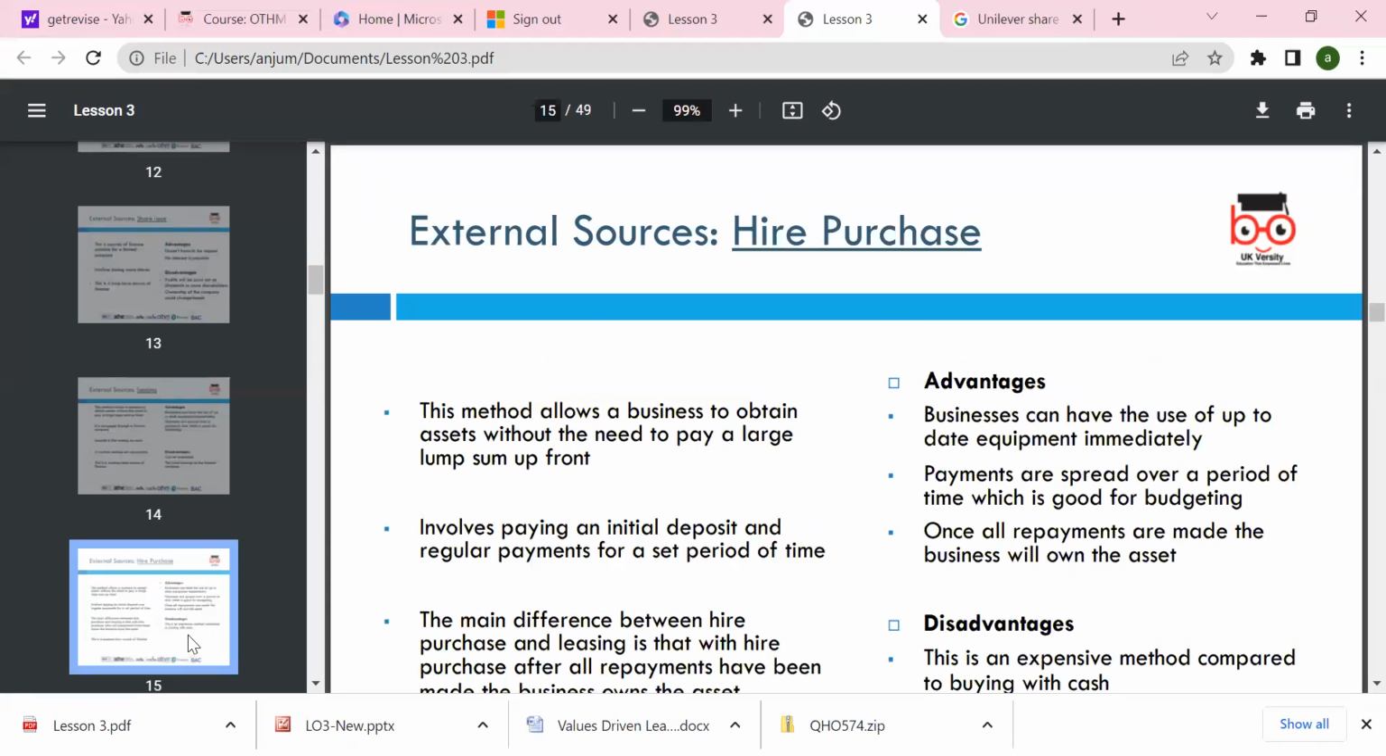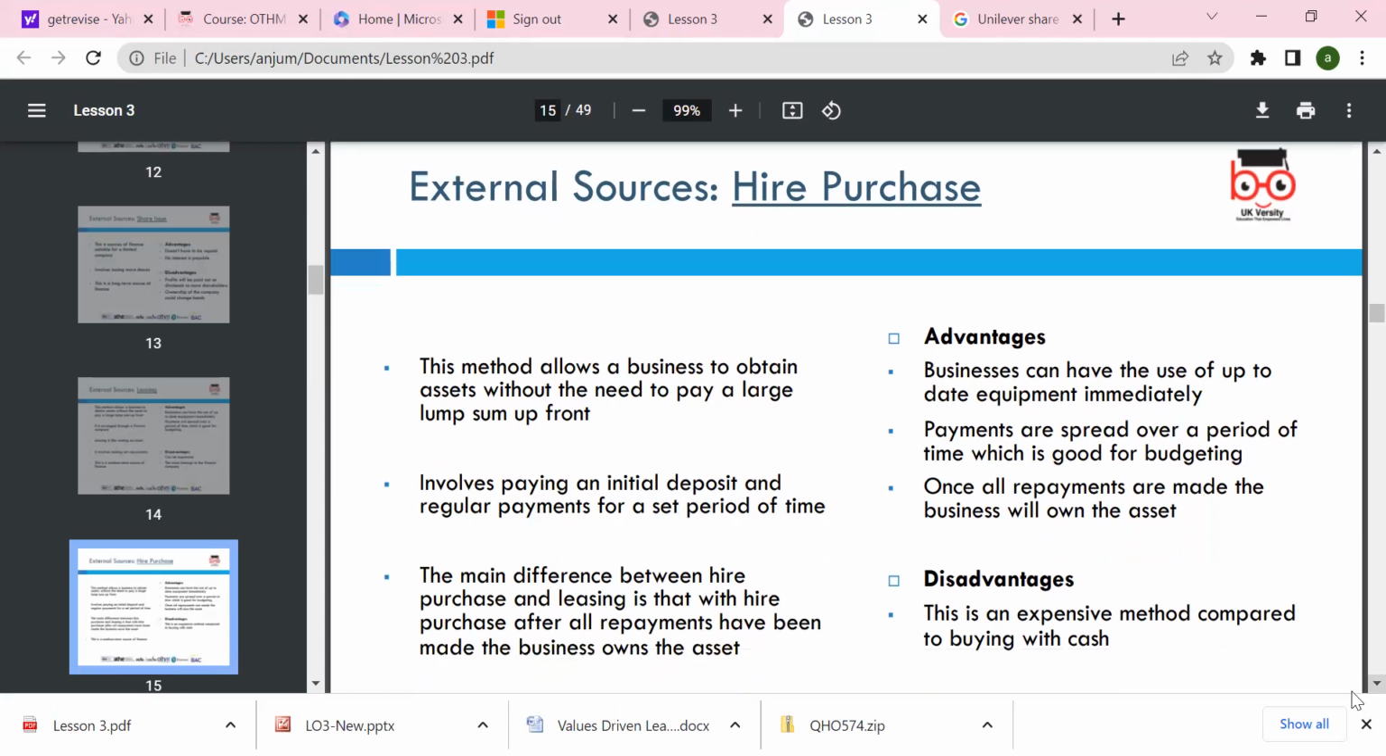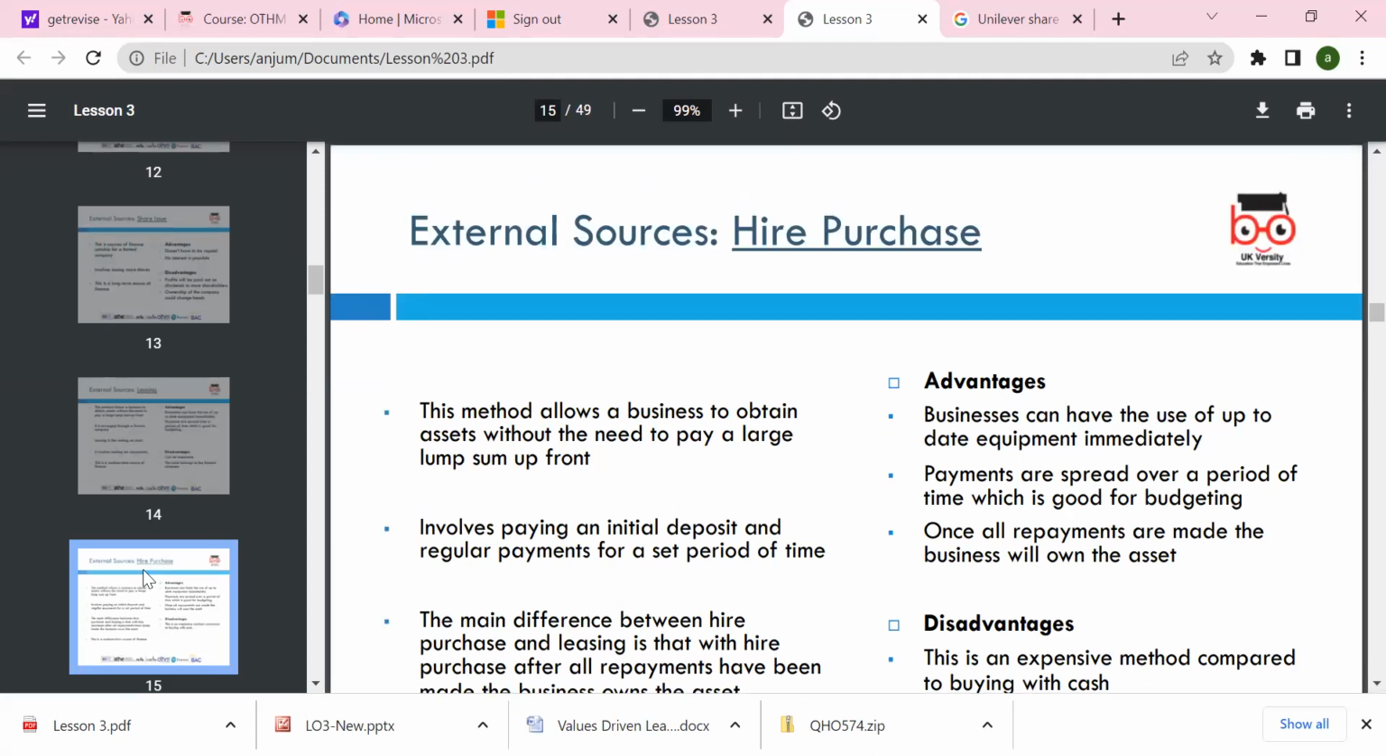So hire purchase, it's like borrowing. Yes, you obtain the asset without needing to pay a large lump sum amount. You're paying an initial deposit, and then regular payments. The main difference between hire purchase and the lease is that in hire purchase, once repaid, the business owns the asset. Yes, if you make the payments, after the payments you can own the asset. Okay, when the repayments are made, the business will own the asset, and this is an expensive method because of the interest involved.